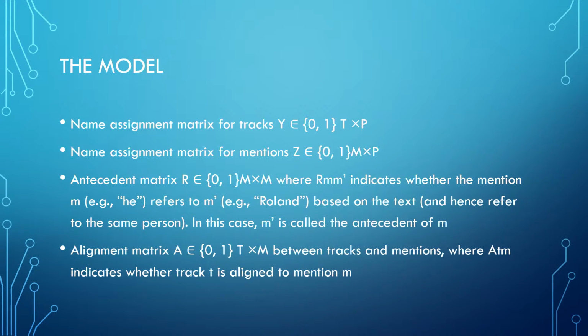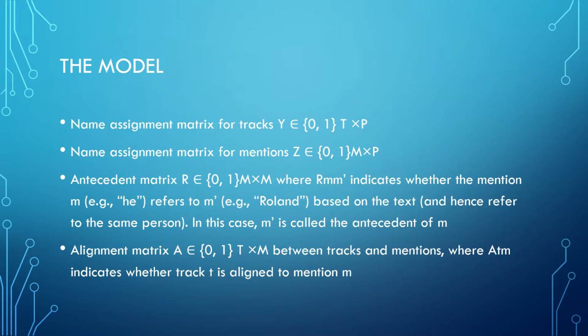Right now we're describing the model that they're going to be using for this experiment. Here are the variables that we're going to be using, which are Y, Z, R, and A. The name assignment matrix for tracks Y is an element of {0, 1}^(T×P). The name assignment matrix for mentions Z is an element of {0, 1}^(M×P).